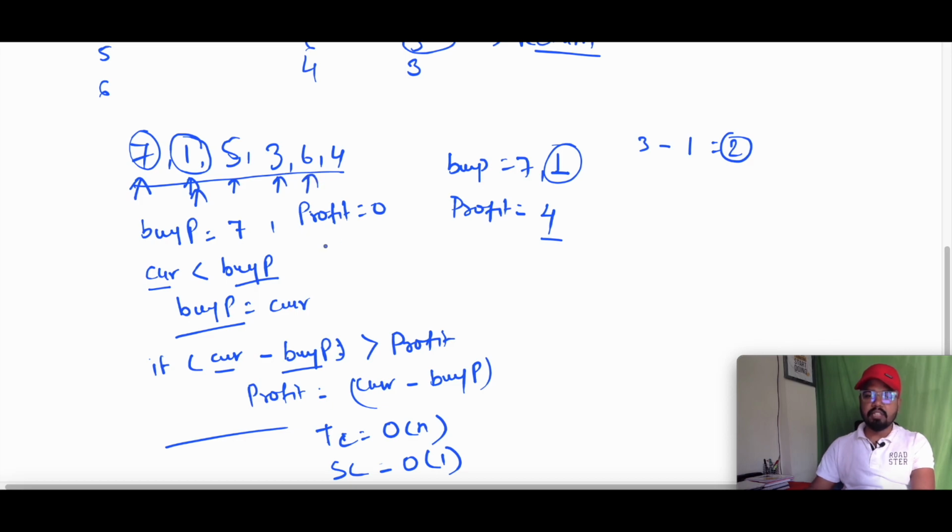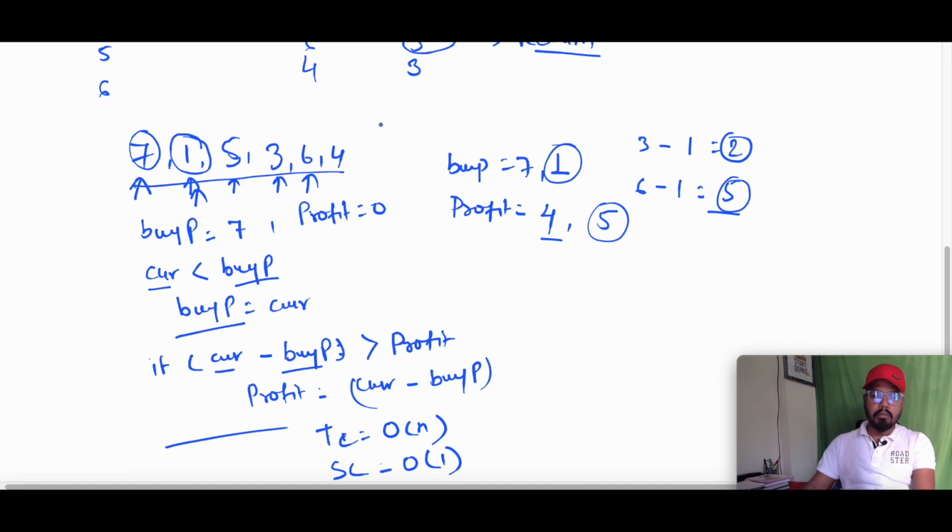The next element is 6. Now it will check the same thing. The buy price will not be updated. It will check current minus buy price, which will be 5. If it is greater than profit, then we have to update the profit. The current profit is 4, so 5 is greater than 4, and we have to update the profit. So profit will be 5.